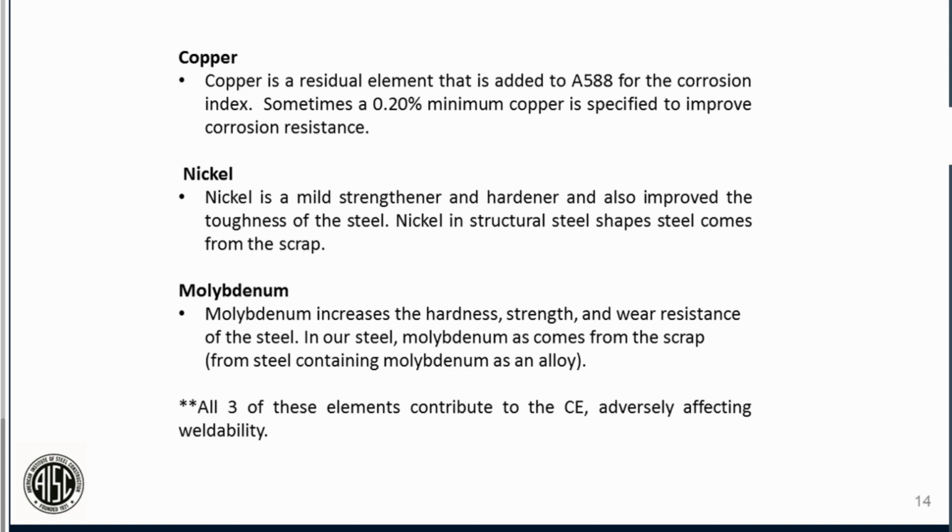Nickel is added to structural steel shapes. It usually comes from the scrap. We typically don't add this in structural steel. Moly increases the hardness, strength, and wear resistance of our steel. And again, we don't add that intentionally in structural steel. It comes through as a residual from the alloys. And all these elements are contributors to the carbon equivalency formula that we discussed earlier. Next slide.